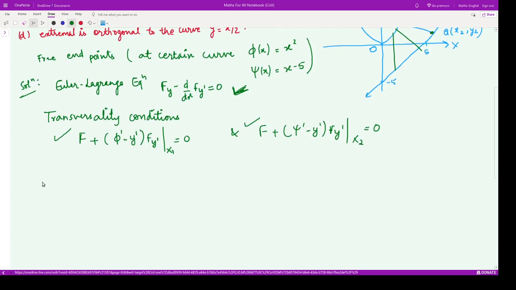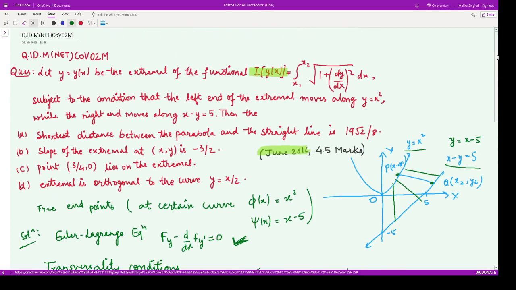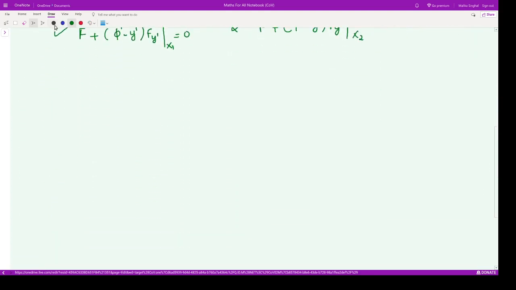First of all, what is the given functional in this case? The given functional is basically this distance function, and we need to minimize it. So let us do that. So in our case, what is F? F is the square root of 1 + y'^2. So let us substitute this in Euler's equation. So we have F_y = 0 and F_y' as y' divided by the square root of 1 + y'^2.